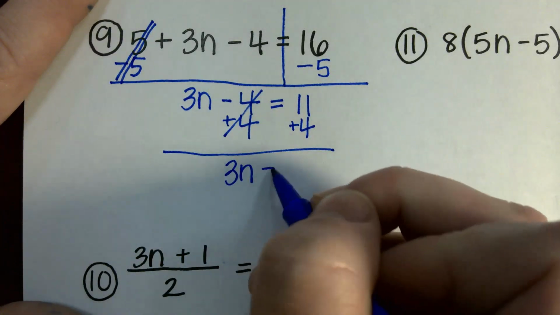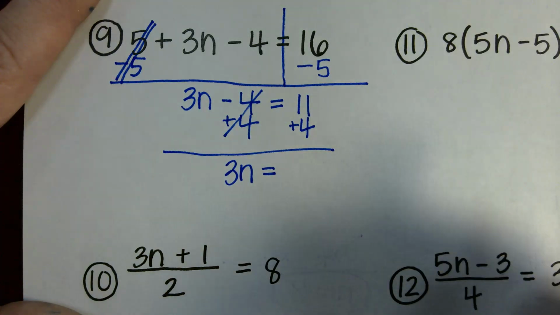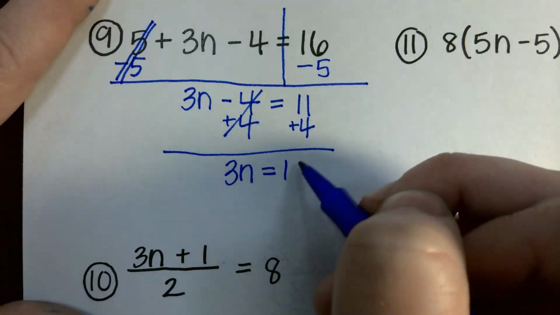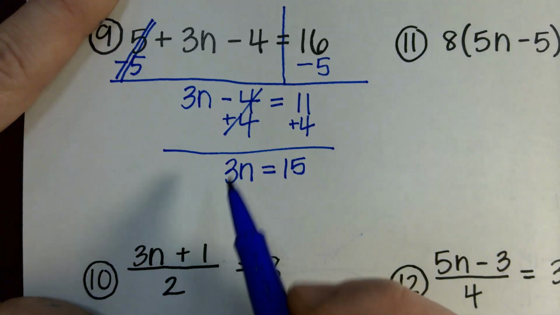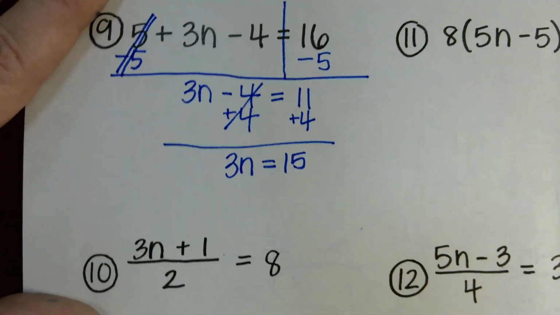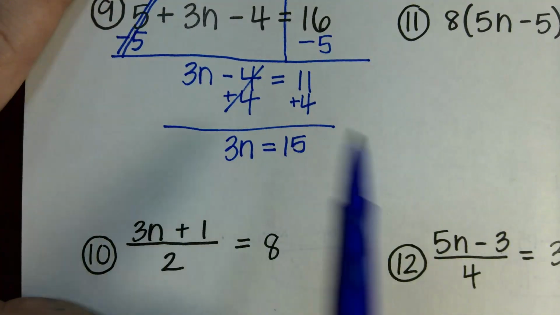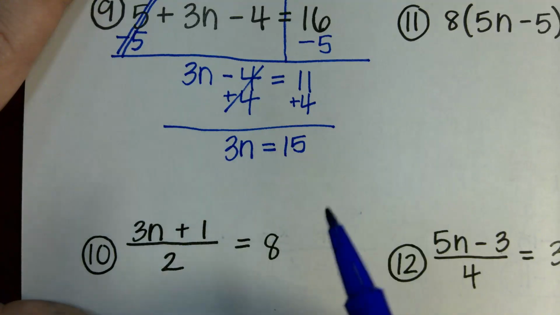Is equal to, what is 11 plus 4? 15. Are we done? No, we're not. Don't forget, we've got to get n completely by itself. So what do we do? Are we dividing? We are dividing. Yes, we are.